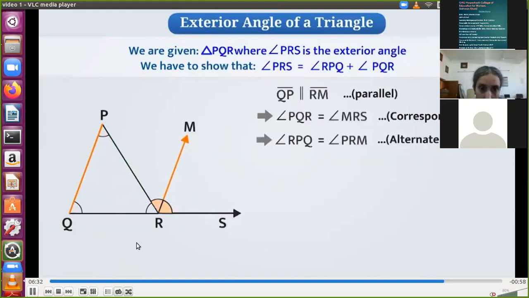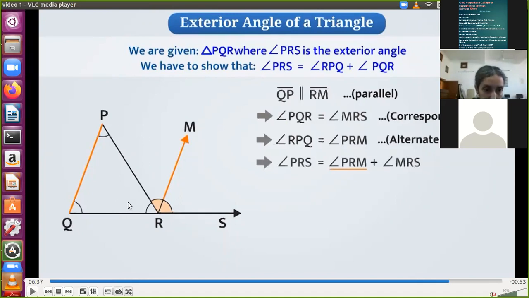Now next, what we will do is we have to prove. What we have to prove? We have to prove that angle PRS is equal to angle RPQ plus PQR. But before that, what is given here is angle PRS. Angle PRS is equal to what? Angle PRM plus angle MRS. So that is very clear to you. Angle PRS is made up of two angles, angle PRM and angle MRS.